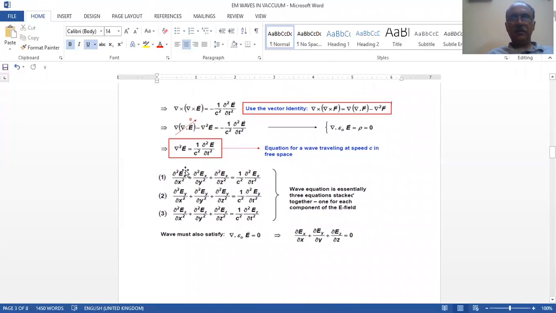This is in fact equal to three scalar equations, and you can write these scalar equations as follows. Definitely waves must satisfy this equation, which is again the divergence of E equal to 0.